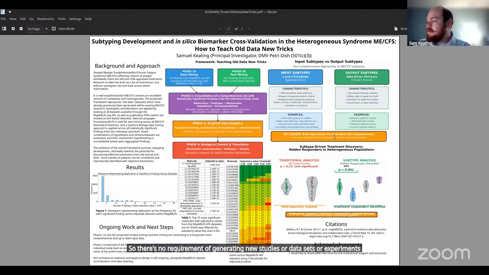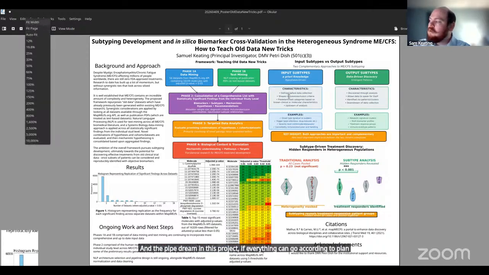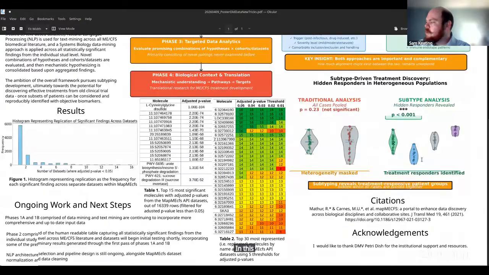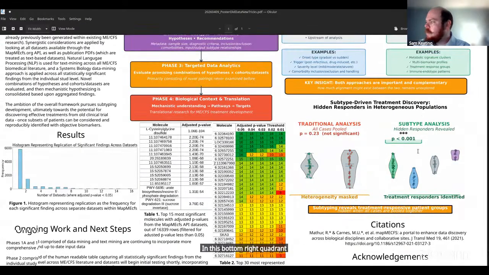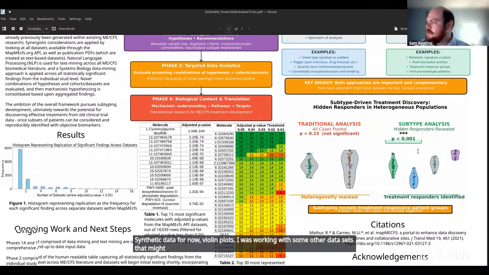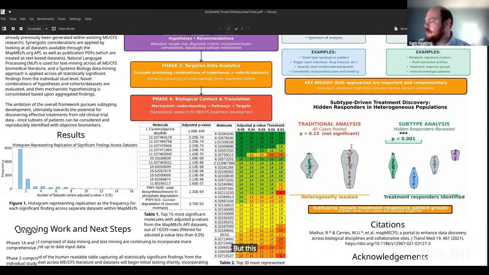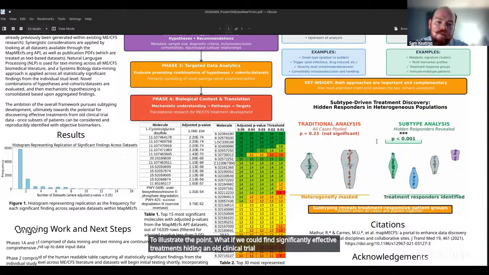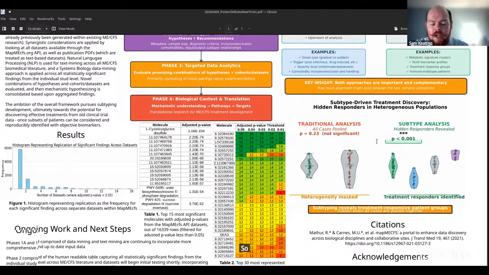And the pipe dream in this project, if everything can go according to plan, in this bottom right quadrant, it's synthetic data for now, violin plots. I was working with some other datasets that might be representative of this summary goal. But this specific plot is synthetic data to illustrate the point. What if we could find significantly effective treatments hiding in old clinical trial datasets? So ME/CFS is far from rare, but has 0 FDA-approved treatments to date.